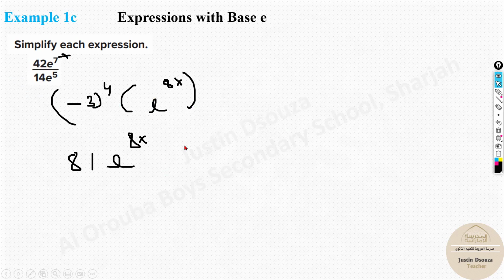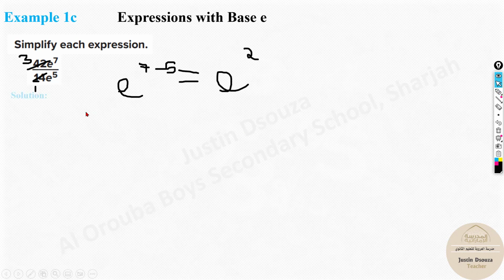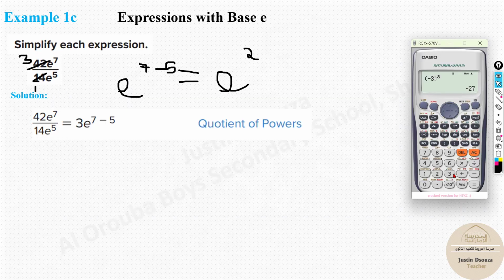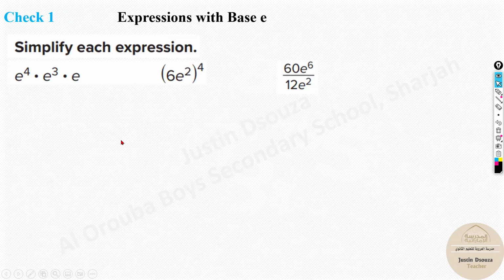Now over here, whenever exponents are divided, you should subtract. 14 goes into 42 three times, and e to the power 7 minus 5. So you're remaining with e to the power 2, e squared. All you need to do is solve this. 14 one time, 14 goes 3 times at 42. If you're getting confused, just use the calculator: 42 divided by 14 is 3. So this is the 3, and 7 minus 5 will be 2. That will be your answer. Very basic stuff. Now these are the check problems.